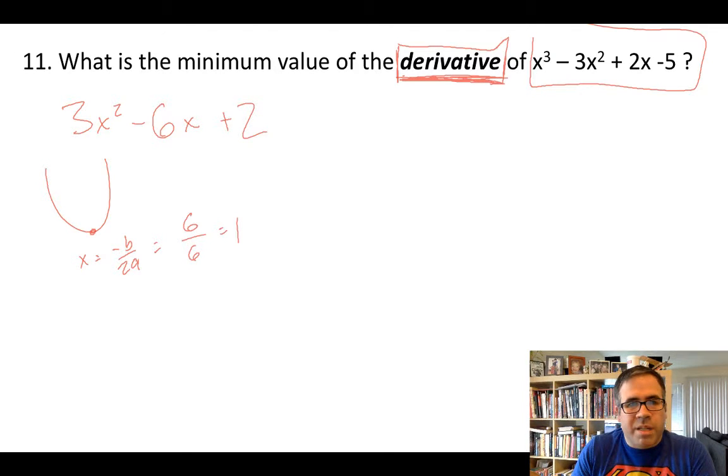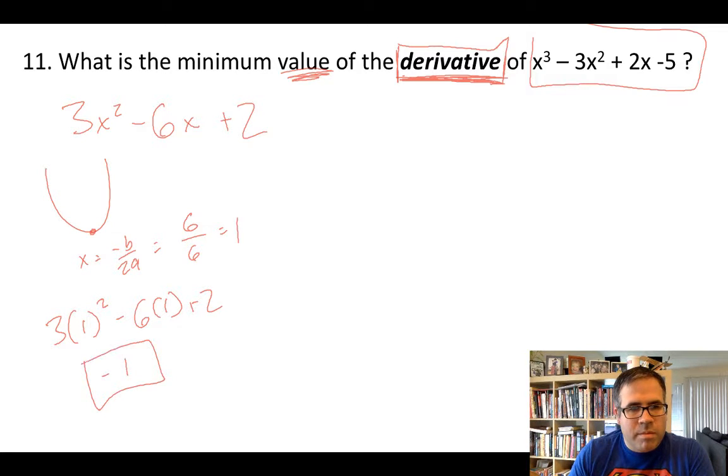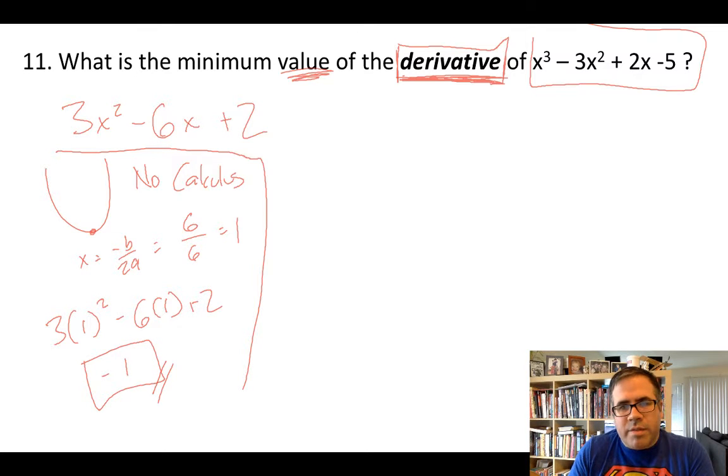And then since we're asking for a minimum value, I have to take this one and plug it in here. So 3 times 1 squared minus 6 times 1 plus 2 becomes negative 1. Okay? So that is the no calculus method. Notice it's not finding, we still have to plug back into the actual expression to find the value, but we didn't use calculus to find the x value.